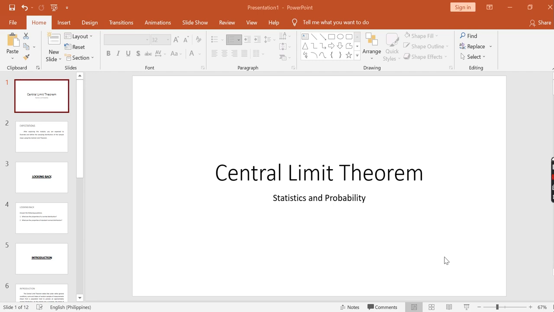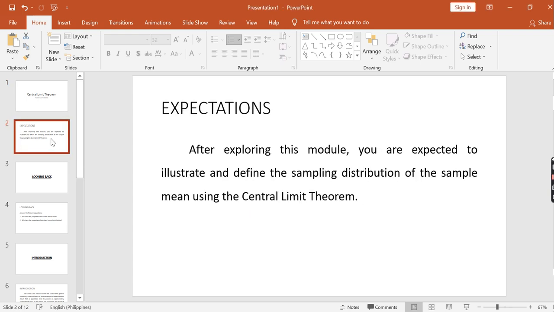Alright, so for this lesson, we will be talking about the central limit theorem. So where do we use this type of theorem? At the end of this lesson, you are expected to illustrate and define the sampling distribution of the sample mean using the central limit theorem. So as you can see, we are using the central limit theorem on the sampling distribution of the sample mean. This is just a continuation of the previous video.